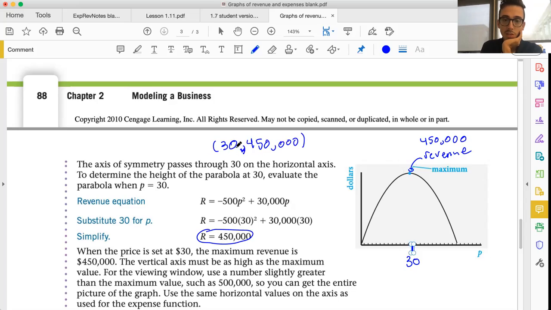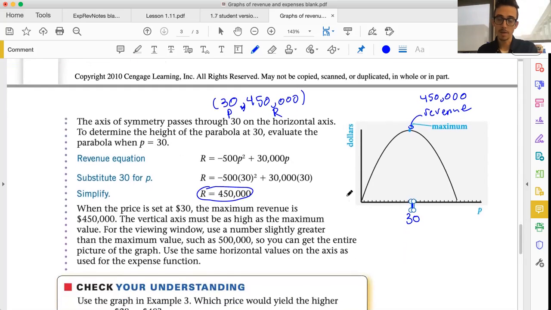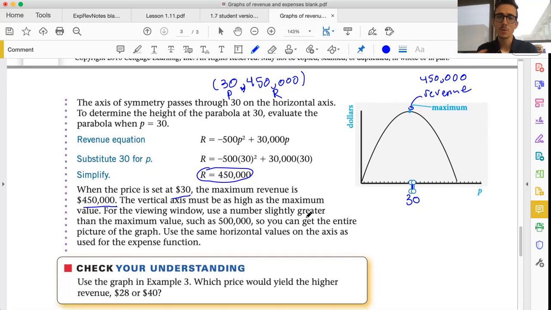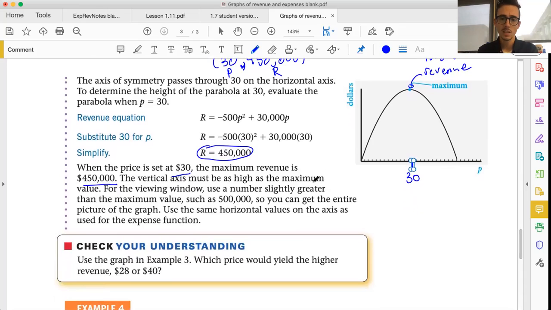Let me make this a unique one. So this was representing P. This was representing our revenue. So be open to that ordered pair type bit. But we see that if we charge $30, the maximum revenue we'll have is 450,000. So sometimes this is helpful when you're framing on a calculator what you need it to look like.